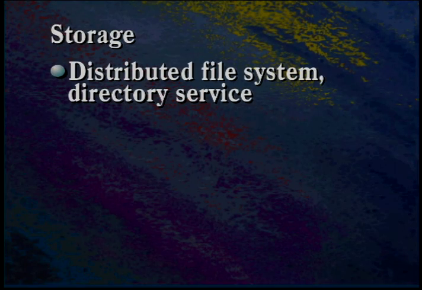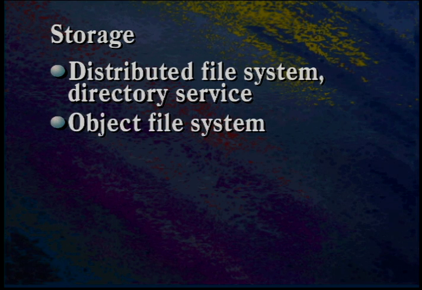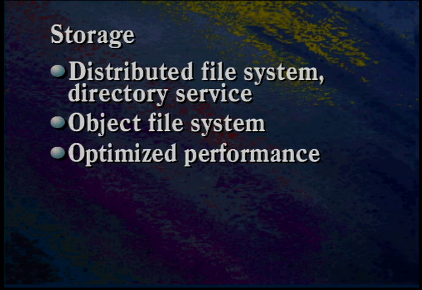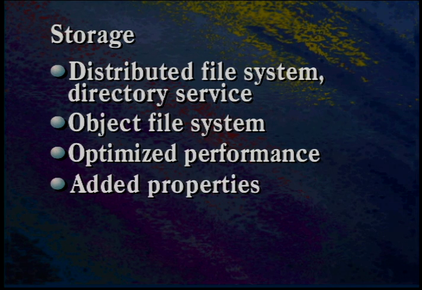In the area of storage, we are making a distributed file system and directory service. But more interestingly, we're making an object file system, which unifies the storage notions for embeddings and for documents. This allows us to get greatly optimized performance, since we don't have two layers of storage management. It also allows us to add properties to documents and objects and containers. Properties that are not necessarily known to the objects themselves. They're like labels that are added onto the side.